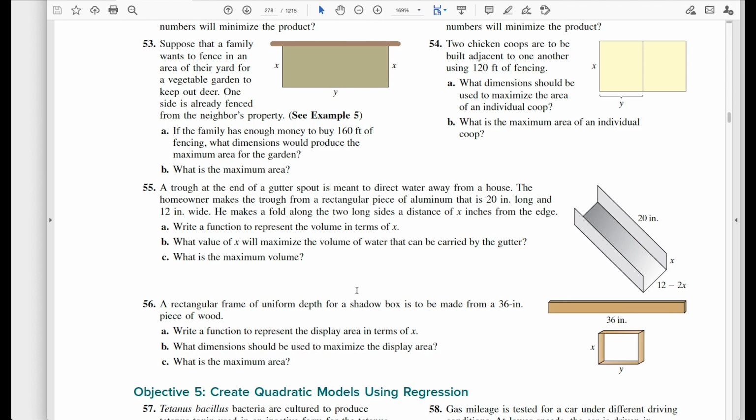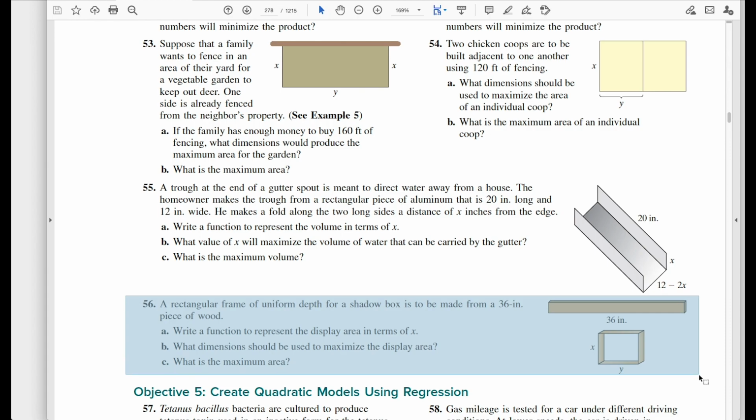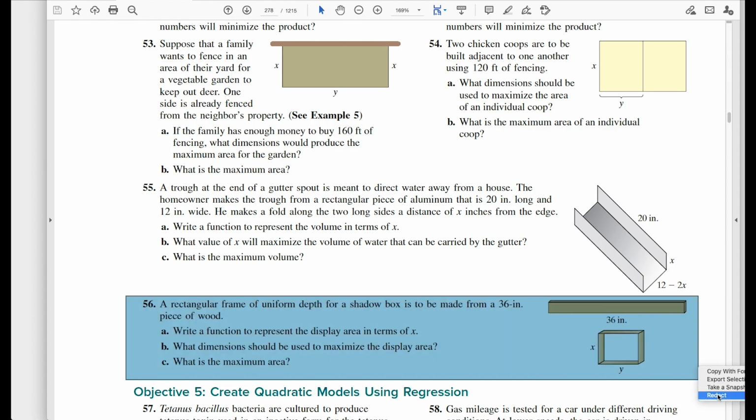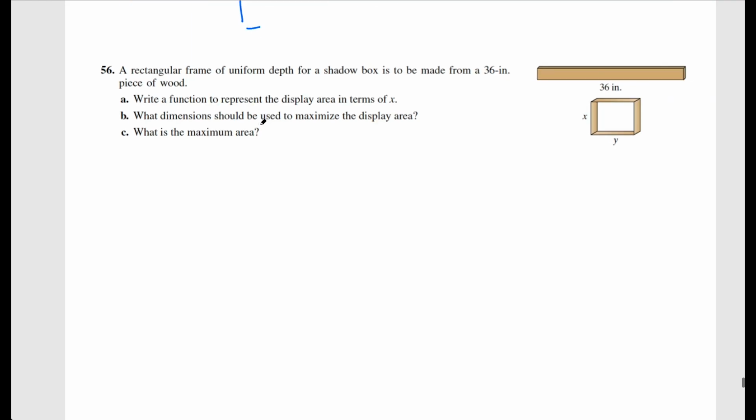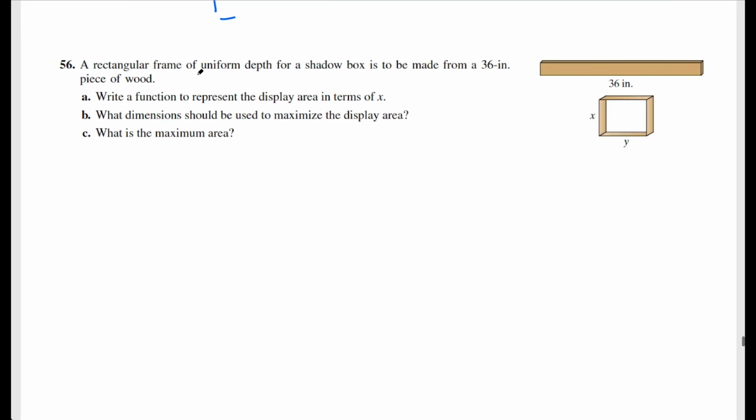Okay, let's do another optimization problem, and let's do number 56. Let's take it as a snapshot. Let's paste it in the notes. Alright, so what does it say? Let's zoom in to see it better. A rectangular frame of uniform depth for a shadow box is to be made from a 36-inch piece of wood. So you have a rectangular frame whose depth is uniform for a shadow box, okay, is to be made from a 36-inch piece of wood.